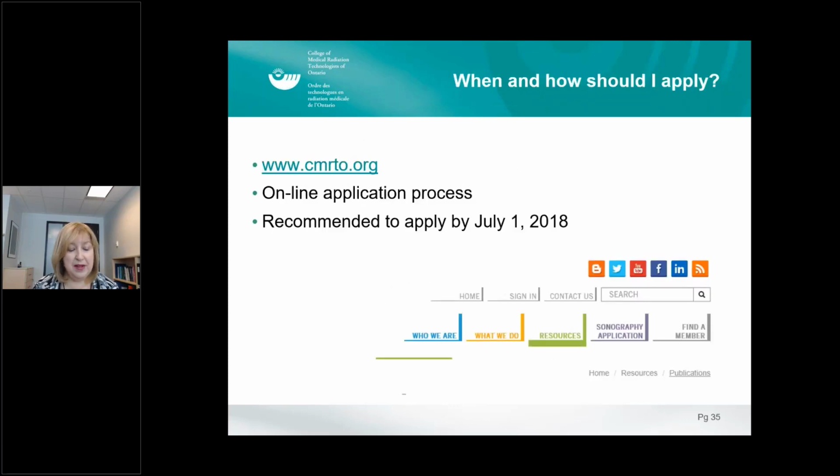When and how shall I apply? That's a very common question. So everything we said is on our website. We have an online application process, and we're recommending that you apply by July 1st, 2018. Because we've got all these new applications coming through and we need time to process them, we don't want anybody to get lost in the shuffle. And if an application has to go to the registration committee, then it can take 3 or 4 months to process. So we want to make sure that we've got plenty of time to get everybody through the process and make sure that everyone's meeting the requirements.